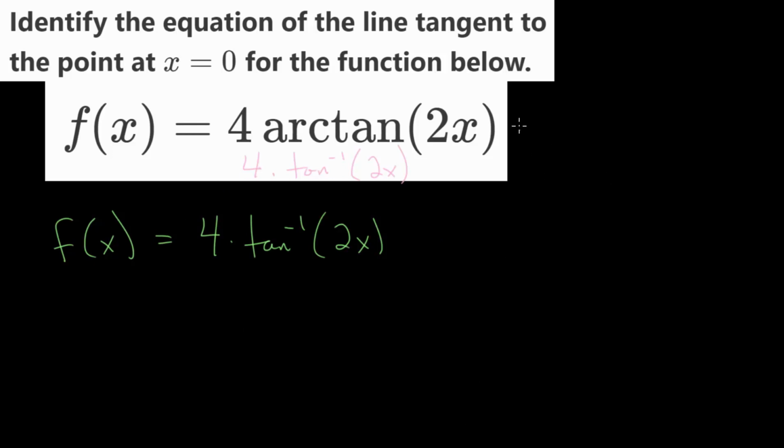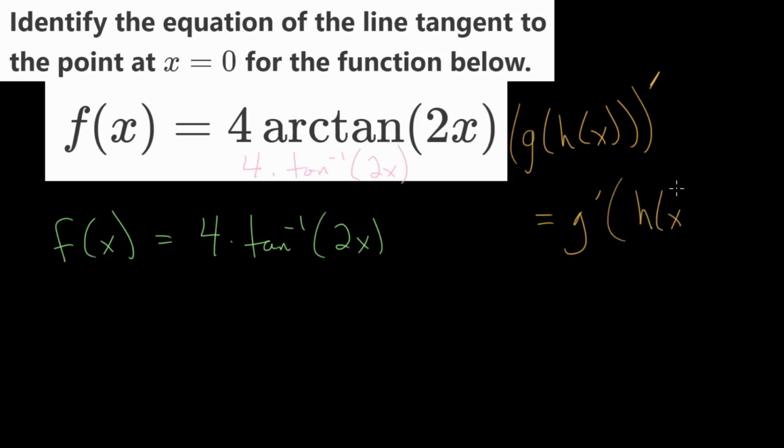Let's start with the scenario. Let's say we have g of h of x. We have some random composite function, and we want to take its derivative. To do that, we take the derivative of the outer function, this function g, and we leave the inner function as it is, and then we multiply by the derivative of the inner function. This is what we call the chain rule, the derivative for composite functions.